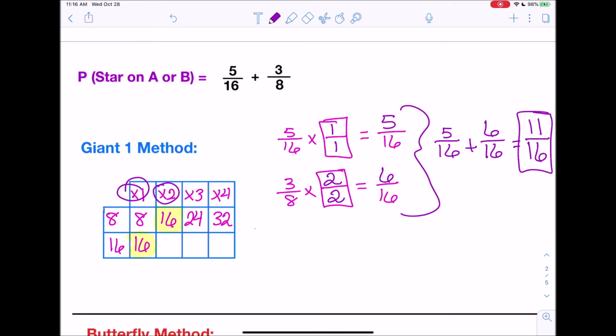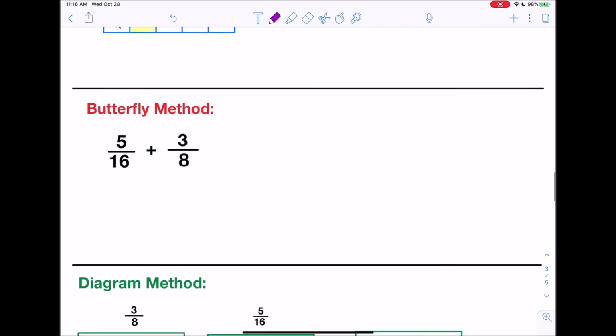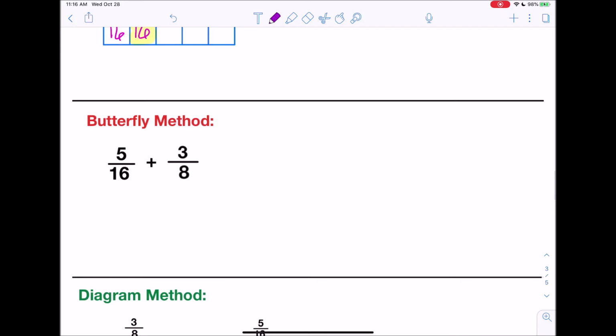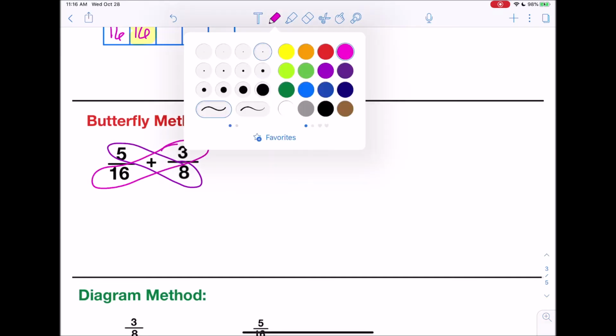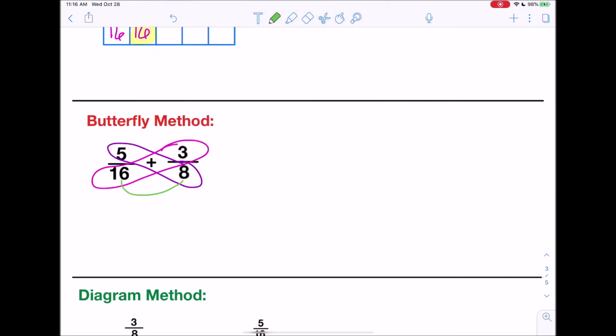Now, did you have to use the traditional method? No. We could have also used the butterfly method. Now, the butterfly method is where you multiply the numbers across from each other and you multiply the two denominators together. So it looks like this, and I'll use different colors so you can see where I'm getting my numbers from.